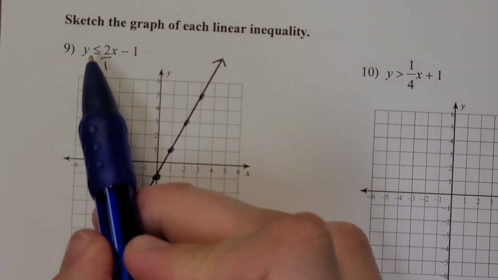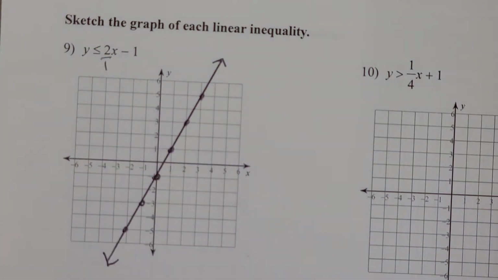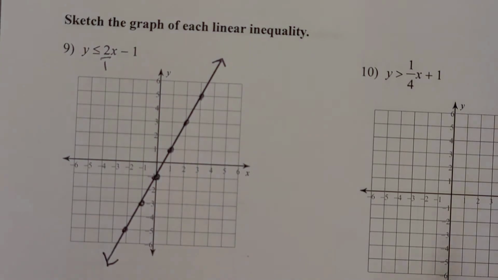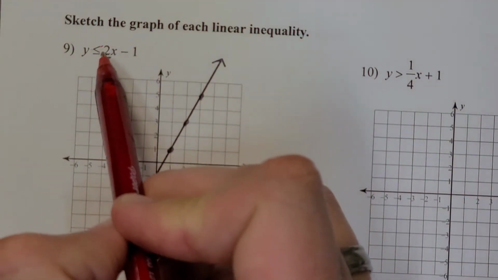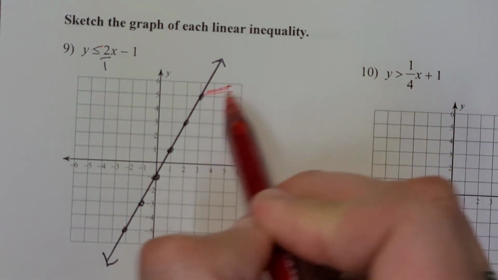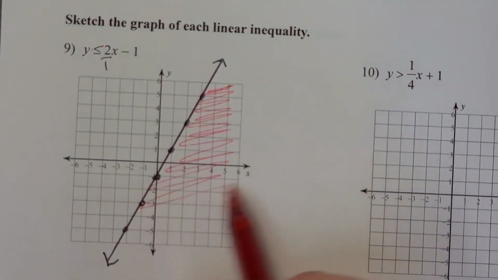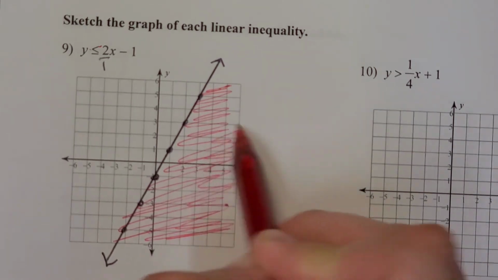Now, if that had said less than, without the or equal to sign, that is when you would use a dotted line. Now, we're not finished. One more thing. You have to say, do I shade above or below? Well, since this says less than or equal to, the less than part is what we're looking at this time. Shade below.